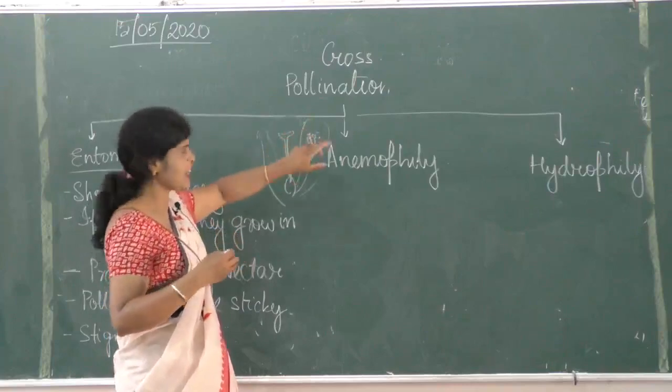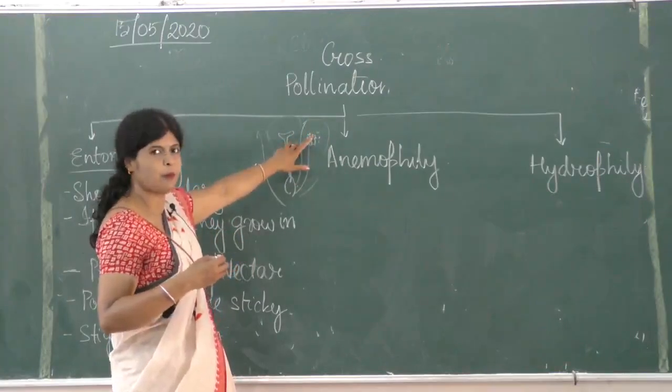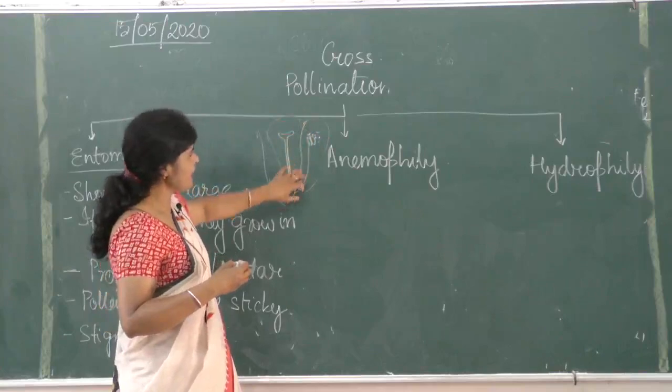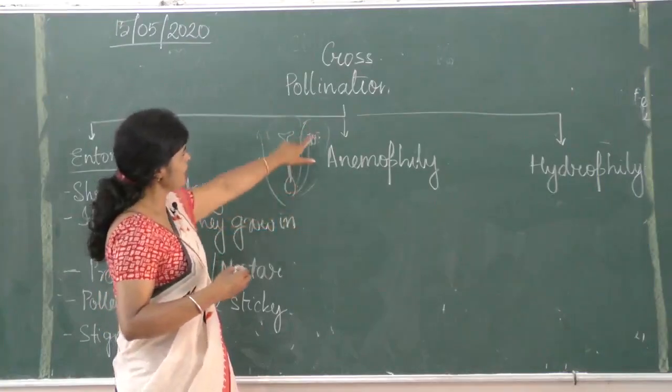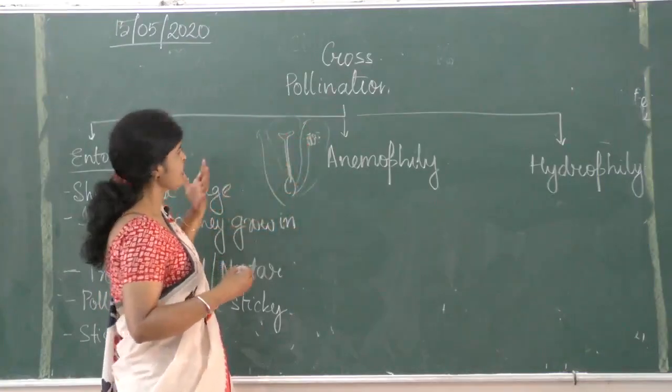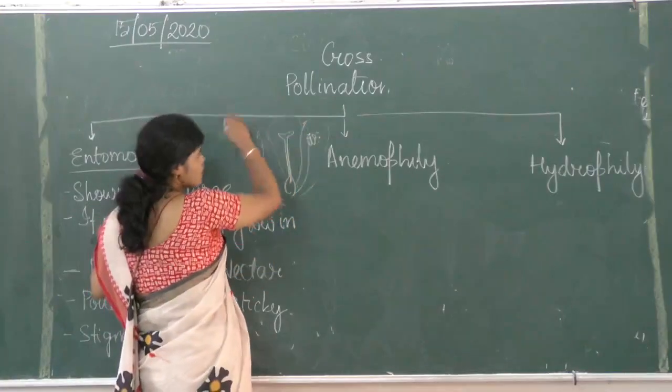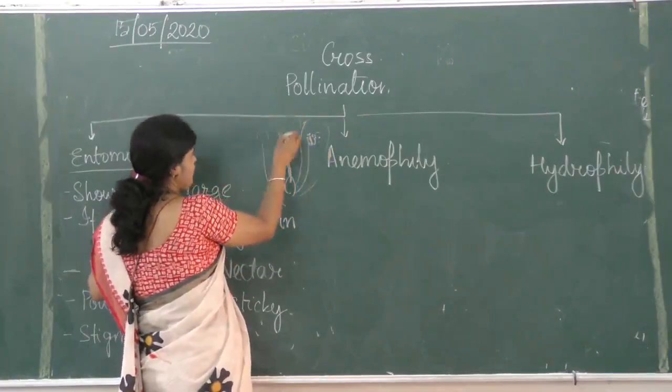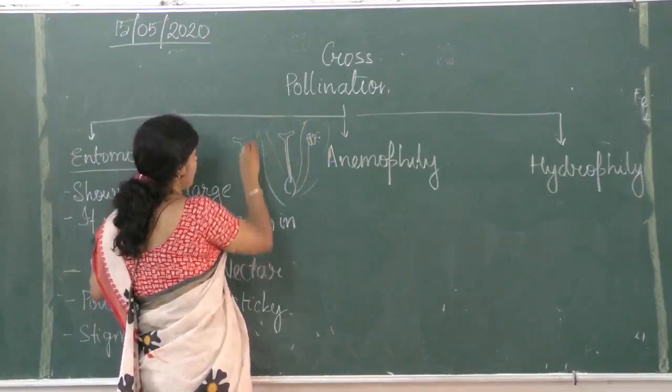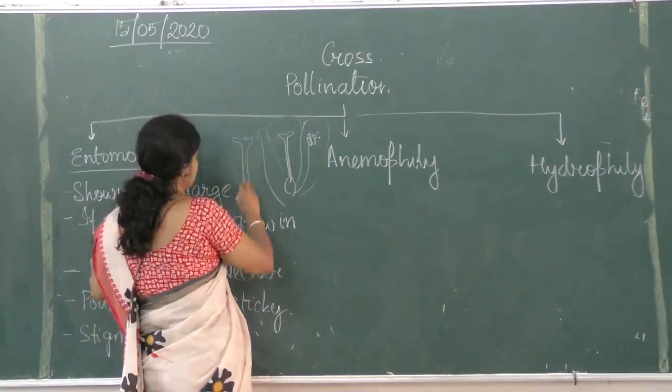Is it clear? The insect has nothing to do with the pollen grains. It is going in to get nectar. While it is going in, it touches the pollen grains and collects them. Is it clear? Now it goes to another flower. All right, suppose it goes to another flower. Okay, here is another flower.